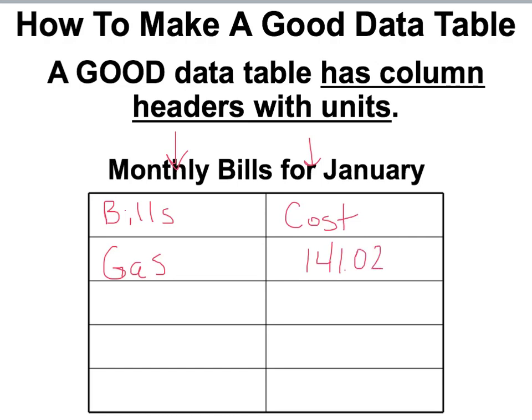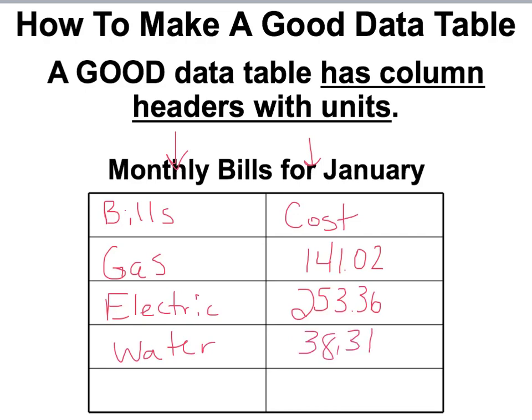We had the electric bill, and the cost of that was $253.36. We had the water bill, and the cost of the water bill was $38.31. And finally, we had the cable bill, and the cost of the cable bill was $69.29.